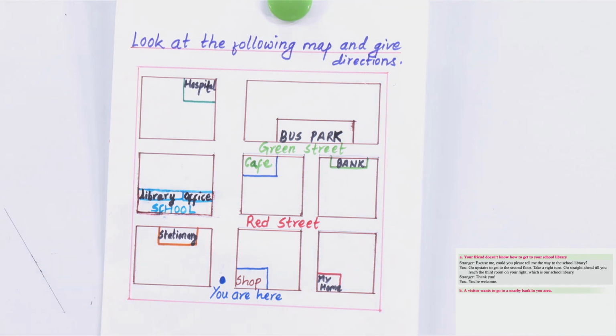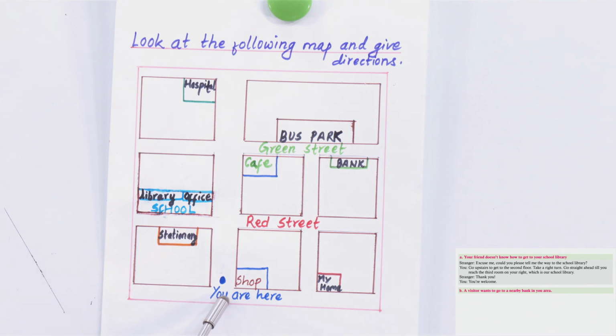Now look at the next situation. A visitor wants to go to a nearby bank in your area. So, can you give directions to a visitor to get to a nearby bank? Again, take the help of this map. Okay, let's try. I think you have already made the conversation with your peer.